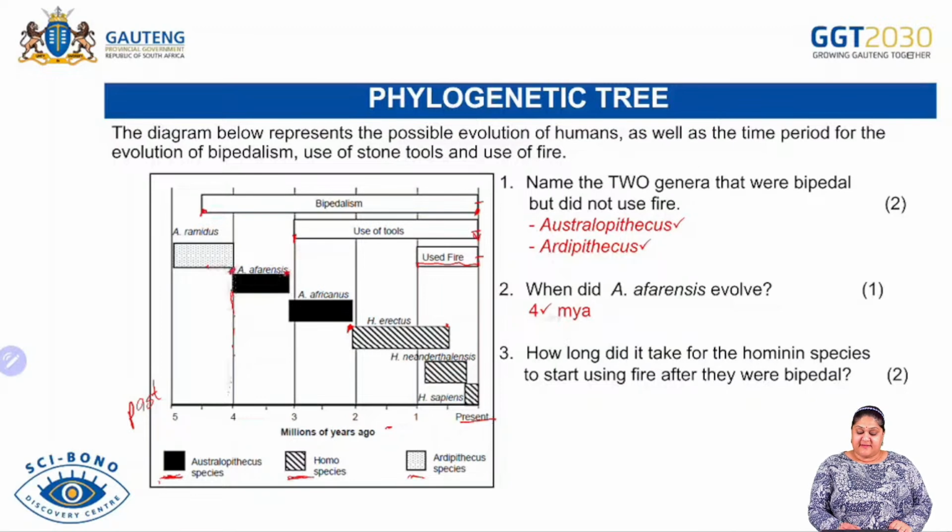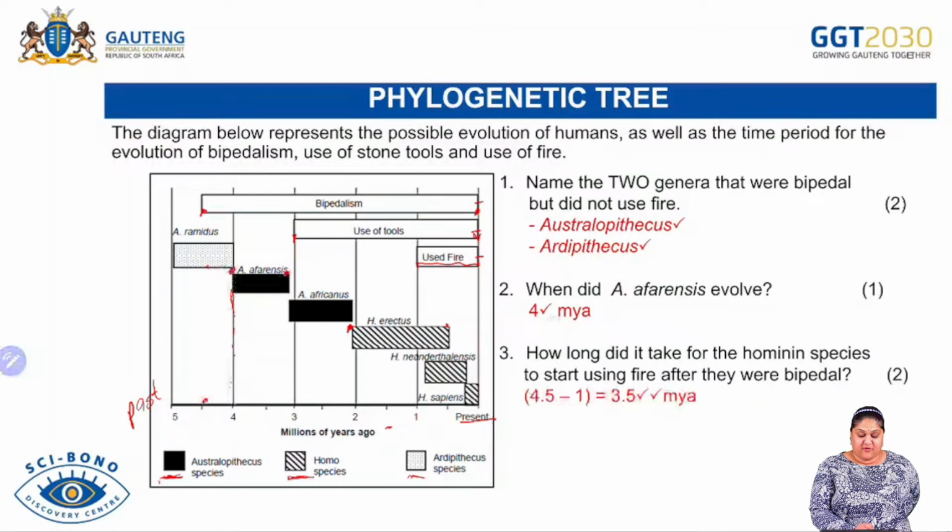Okay, so you say you go to the hominin species, right? You go to using fire. So how long did it take? You go to 4.5 million years ago. So you get 4.5 and you subtract 1 and it is 3.5 million years ago. Okay, that's how you are going to work it out, right?